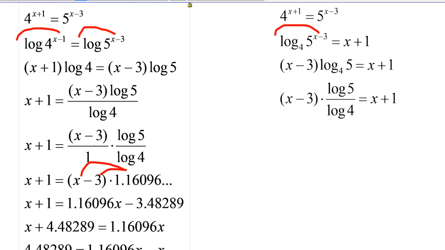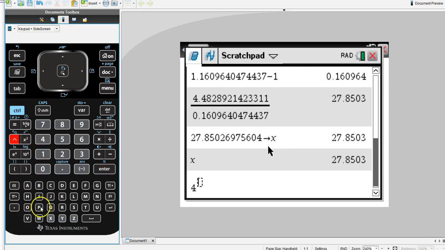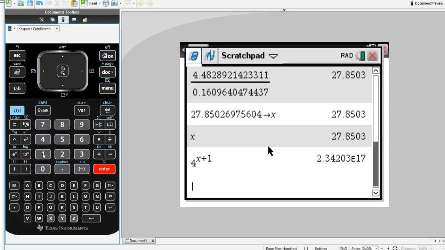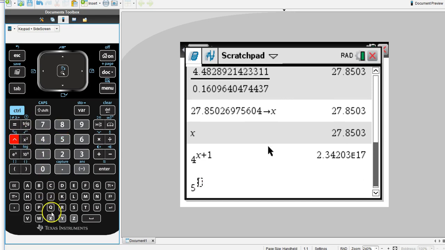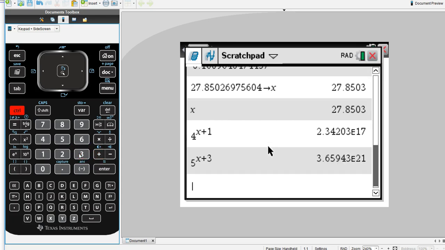Then I'm going to type in my original equation, and I better go back and check to see what it was. 4 to the x plus 1, 5 to the x plus 3. So 4 to the x plus 1 power, and I'm going to do a Control Enter. That's that value, and 5 to the x plus 3. Do a Control Enter, and oh, that's supposed to be x minus 3.